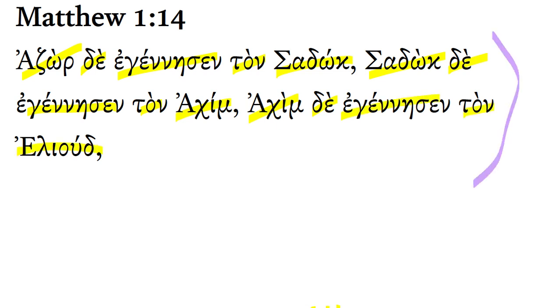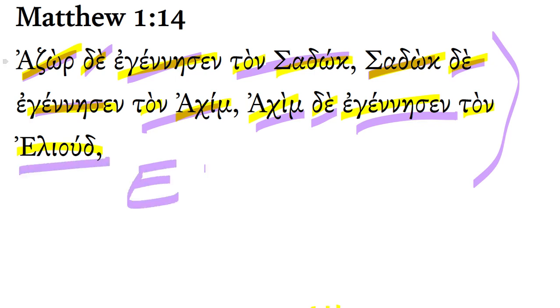We continue reading here the genealogy of Messiah Jesus, and we read, and Azor begat Zadok, and Zadok begat Akim, and Akim begat Elihud. This last name here is often transliterated with Latin letters for the English language like this, Elihud.